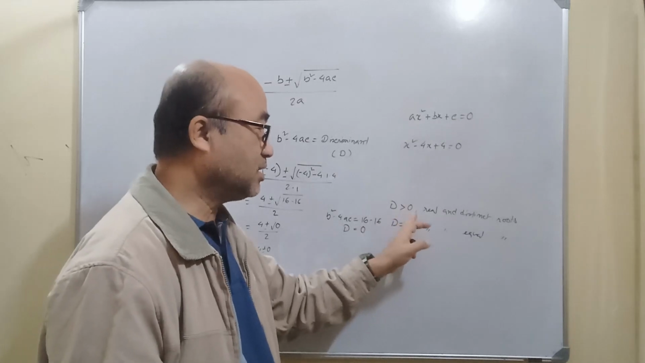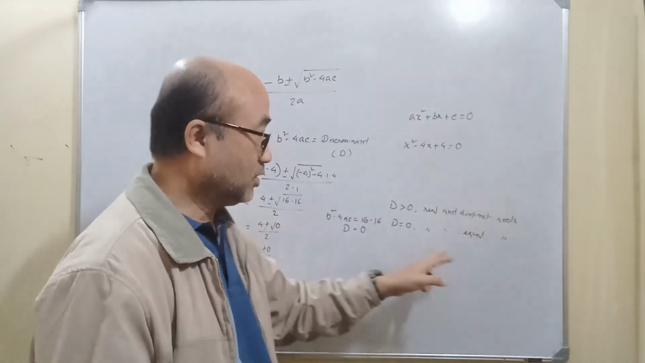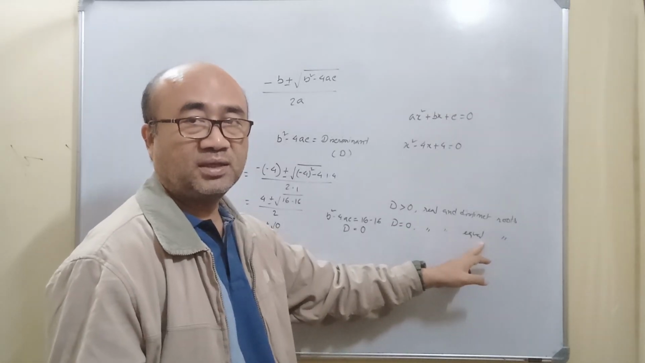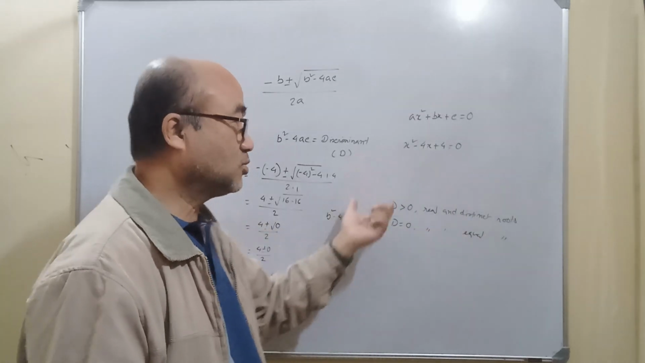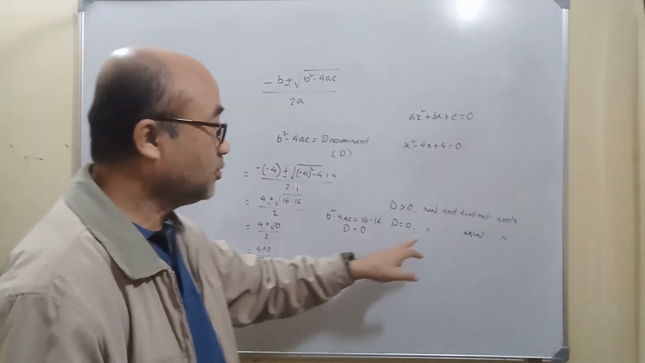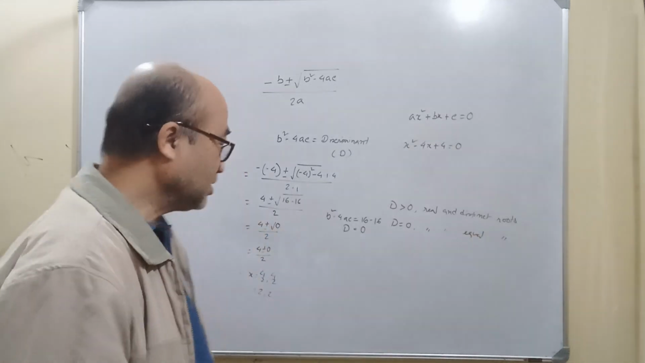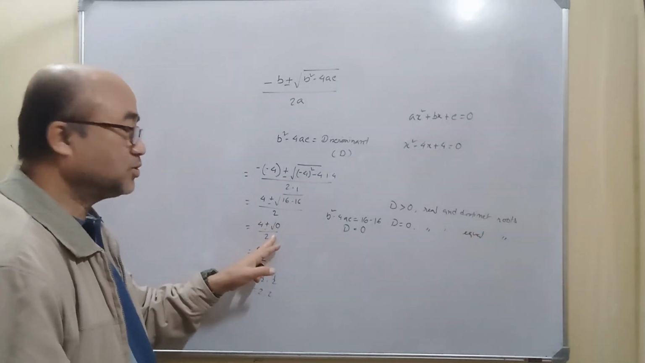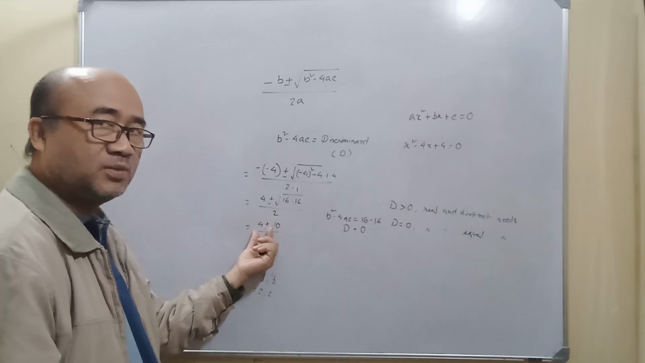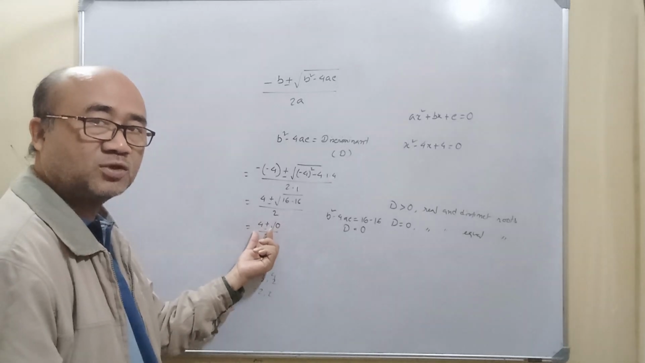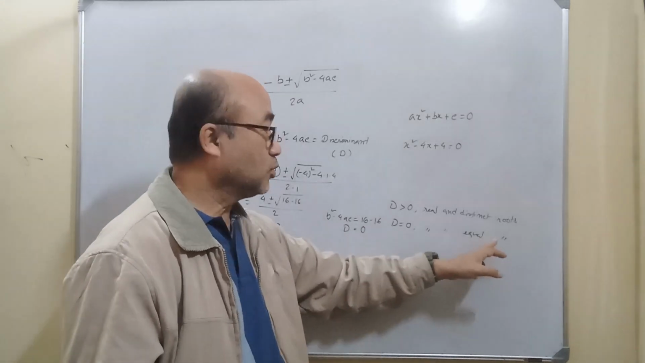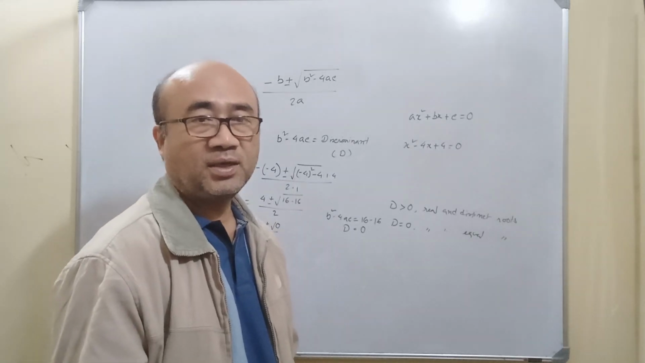When the discriminant is greater than 0, the roots are real and distinct. But when the discriminant is 0, they are real and equal. That is the case for all equations where the discriminant is 0: the roots will be real and equal. Because ultimately we get the solution like this, which means this part will be the same in both roots. So we get two real and equal roots. Okay?